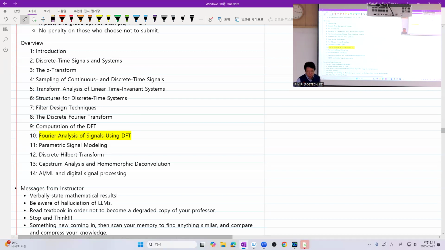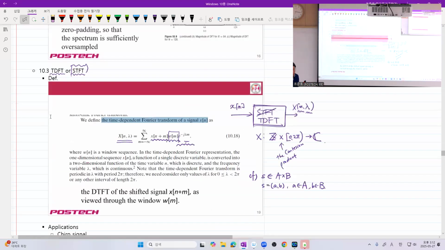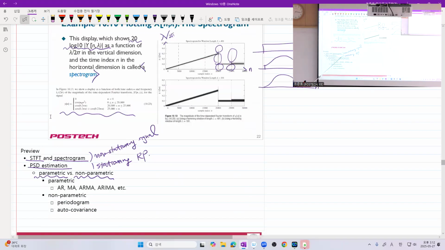But anyway, so this part is for the parametric approach. But in this chapter, especially in these two sections, we've done the non-parametric approach. And in non-parametric spectrum estimation, the representative ones are the periodogram and auto-covariance based approaches. Got it? So you've just seen these two. And these are in chapter 11. Okay?